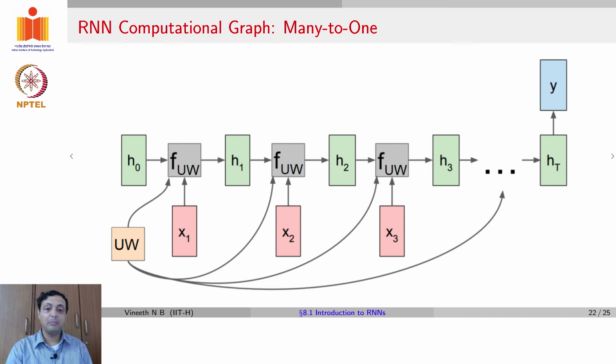If you considered a many-to-one architecture, the computational graph would look something like this.